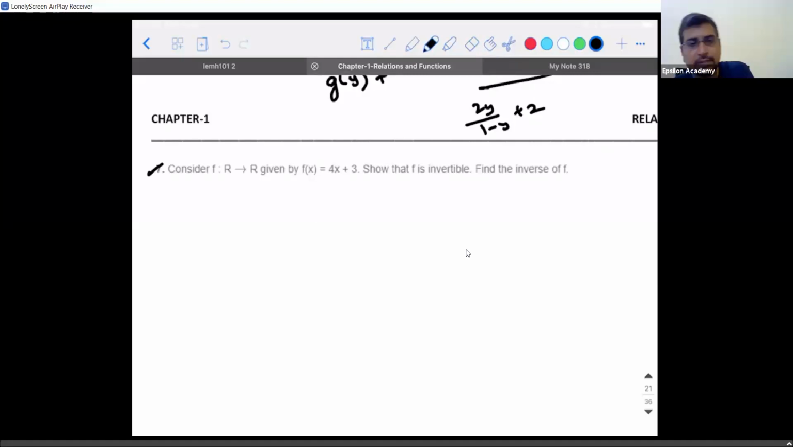So they are saying consider a function mapped from real numbers to real numbers. You first check whether it is valid. So what kind of function is this? f of x is equal to 4x plus 3. Yes, sir, it's a valid function, a polynomial function, correct? And moreover, it's a straight line. Now they are saying show that f is invertible and find the inverse of it.